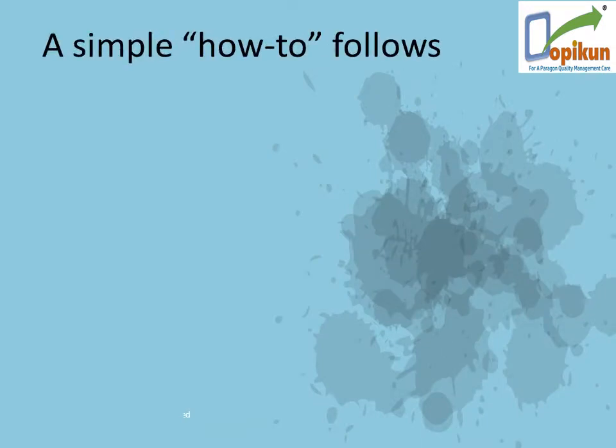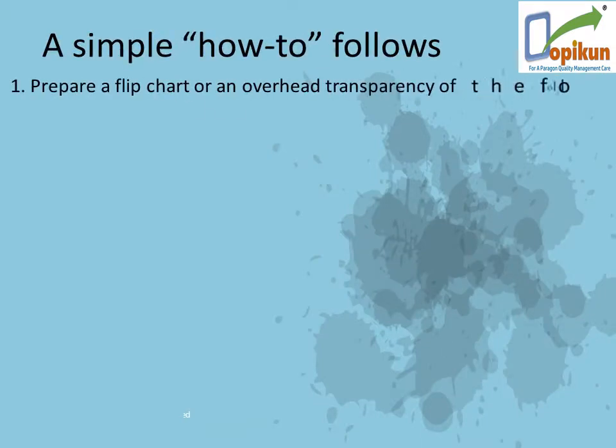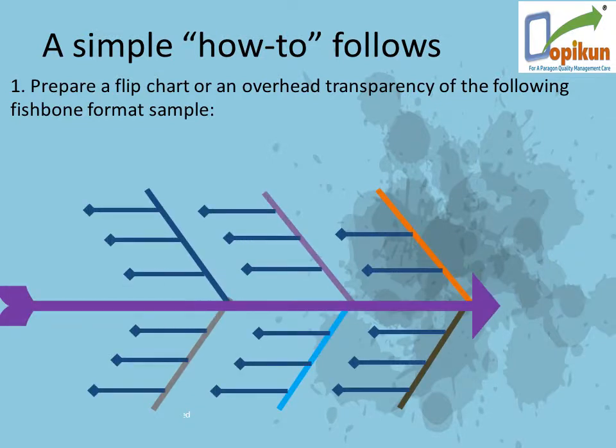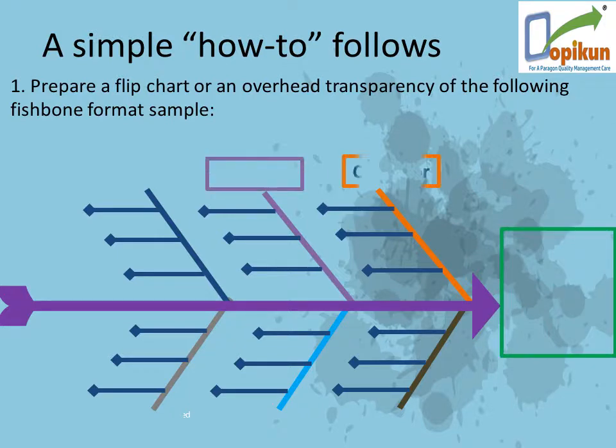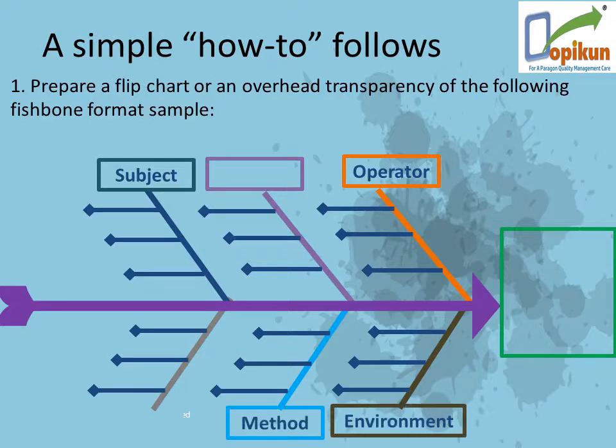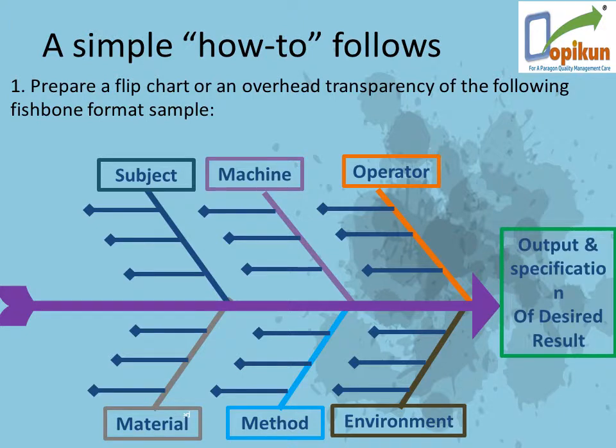A simple how-to follows. Step 1. Prepare a flip chart or an overhead transparency of the following fishbone format sample. The fishbone diagram shows the process carried out by operator, environment, method, material, machine. Output and specification of desired result.